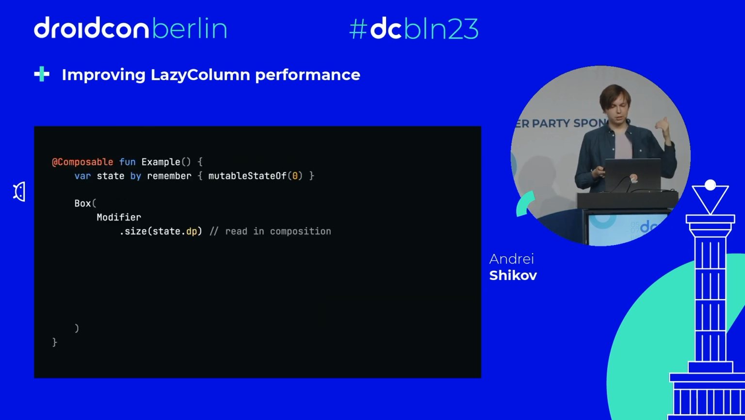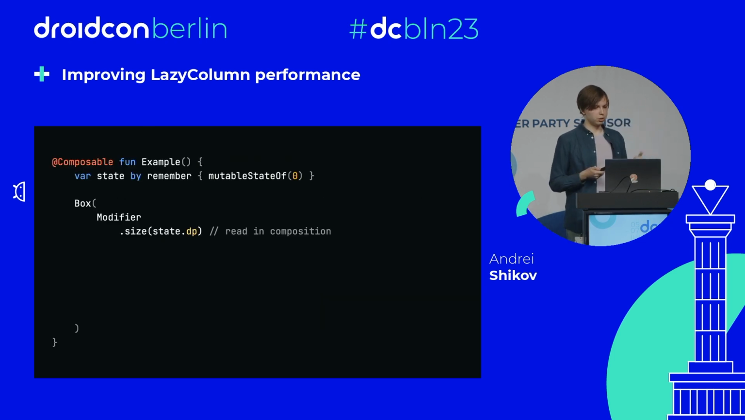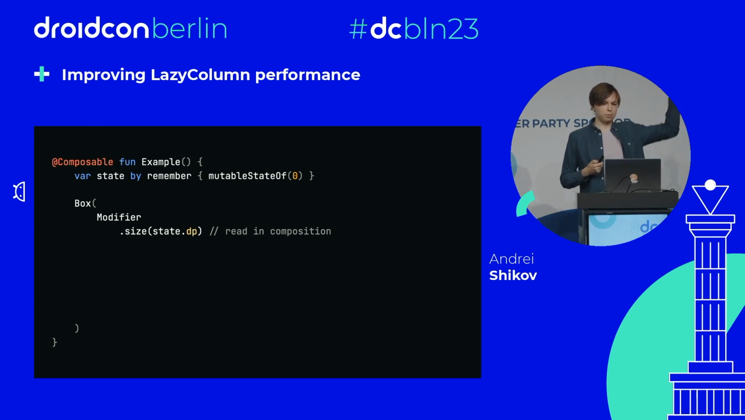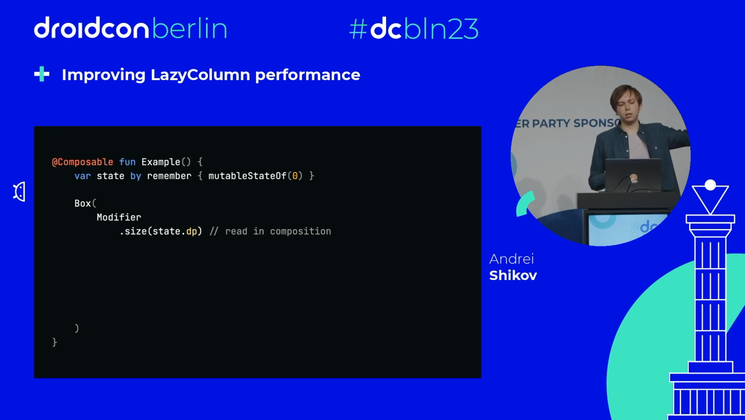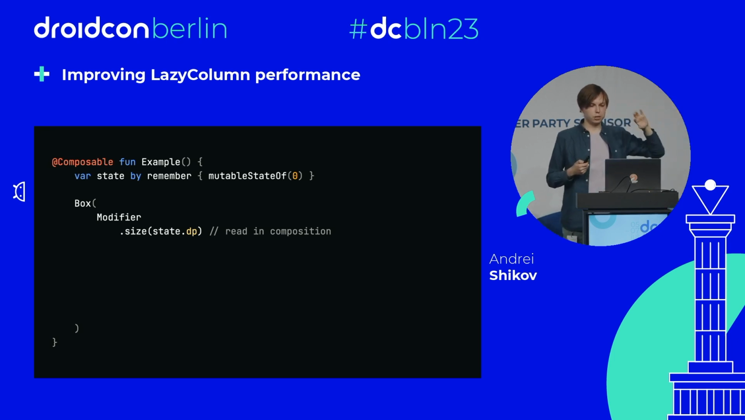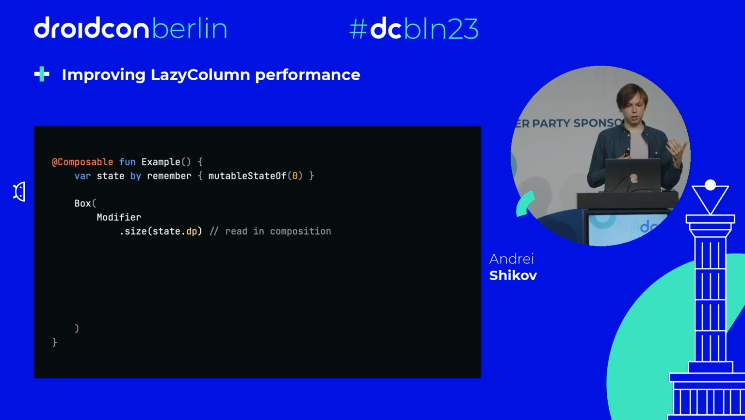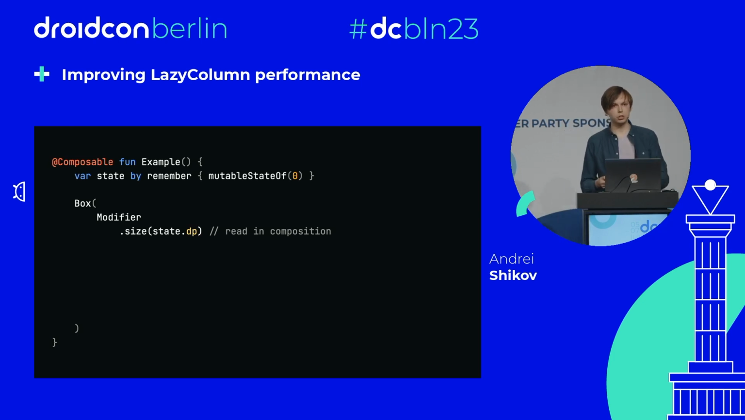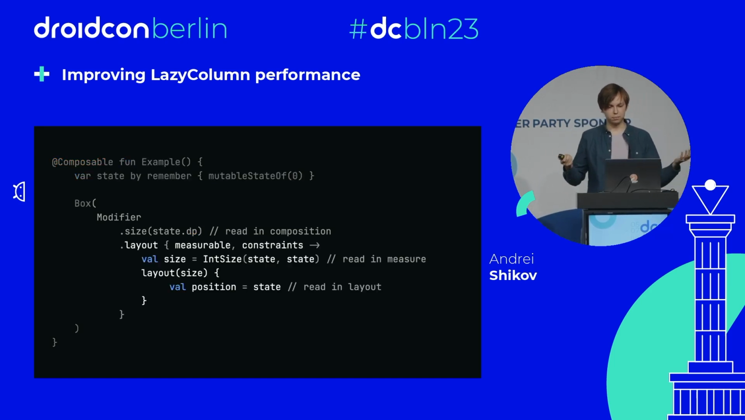So for example, this is a slide from my presentation at DroidCon London, if you've been there. Basically, we have a Box, we put some state in there, and we put a size modifier in there, and we control it by state. So we can just change the state and change the size of the box. This is pretty inefficient, because we read it in composition, so whenever we change the state, we're going to invalidate the composition pass for this particular case. And it's going to do a lot of work while we could just invalidate the layout or measure.